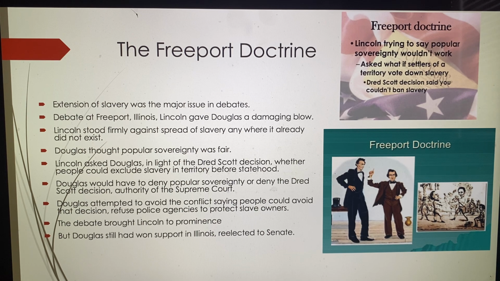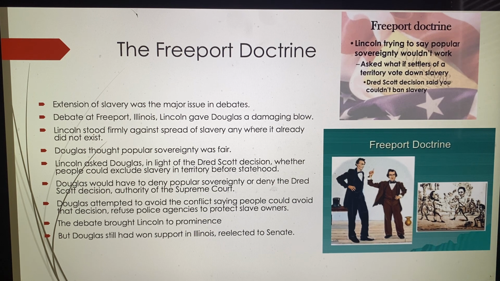Well, Lincoln asked Douglas in the light of the Dred Scott decision. The Dred Scott decision happened, which Lincoln, of course, and all of the Republicans hated. He asked whether people could exclude slavery in their territory before statehood. Basically, then the people could actually say, we don't want slavery at all. And so Douglas would have to then deny popular sovereignty or deny the Dred Scott decision. So he would have to say, okay, yes, let's just have popular sovereignty and we'll just forget about the Dred Scott decision.